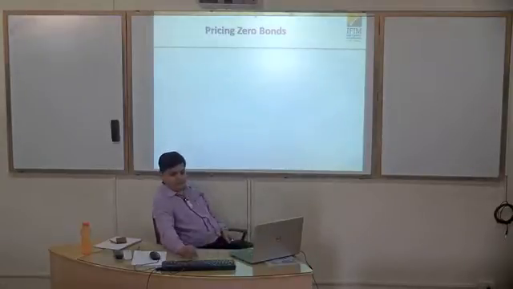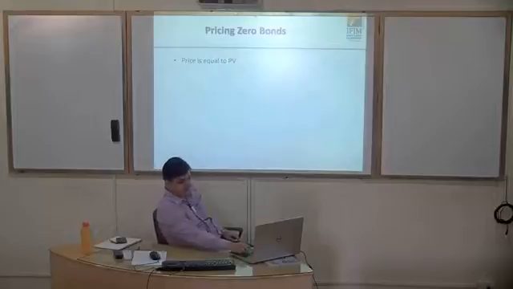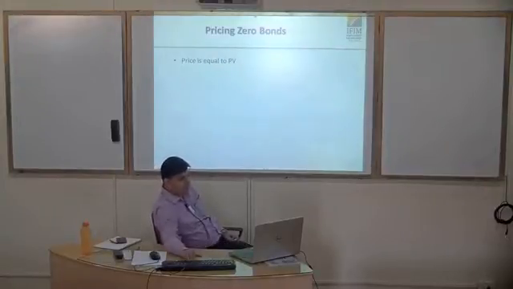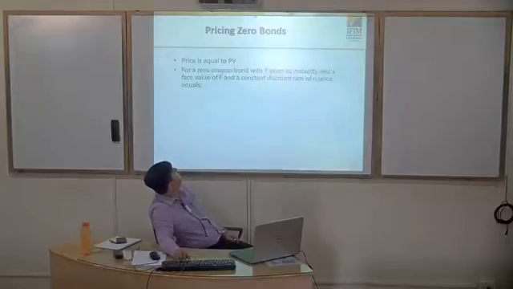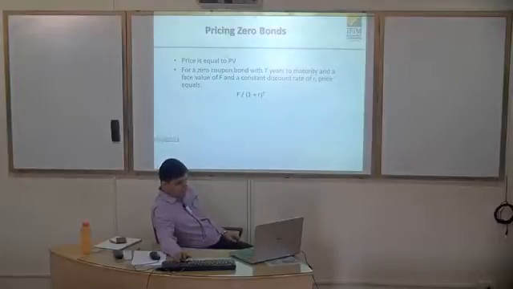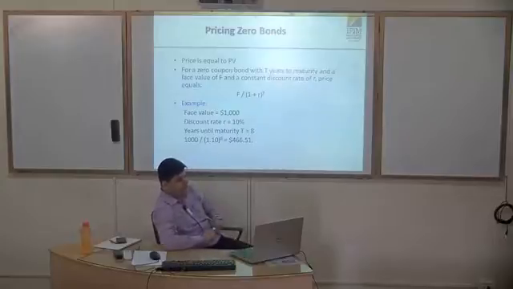Pricing zero bonds. How do we price this? Price is equal to present value. For a zero coupon bond with T years to maturity, a face value of F and a constant discount rate of R, price equals F divided by (1 plus R) to the power of T.